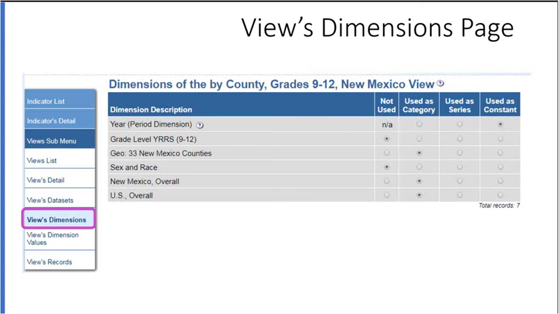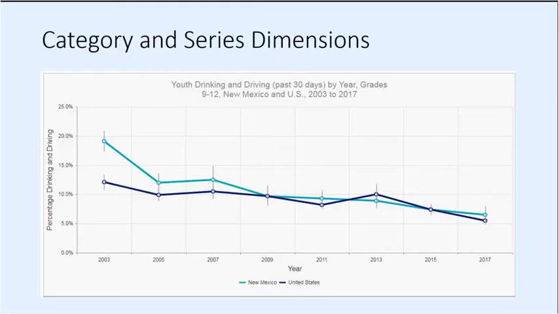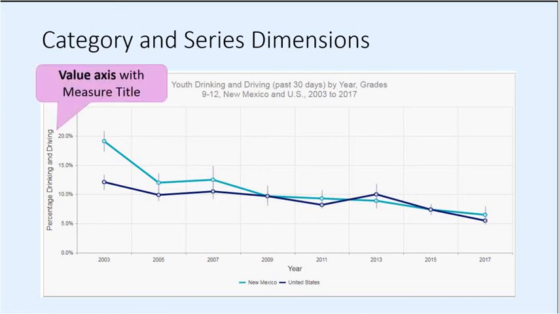So I have prepared a little exercise so that we can get familiar with these terms. Here's that typical chart, or atypical chart again, a pretty classic trend graph. First I'm going to point out the value axis. The value axis has the measure values and the measure title, the measure title, percentage drinking and driving, and the percentage values that you use to read the chart.